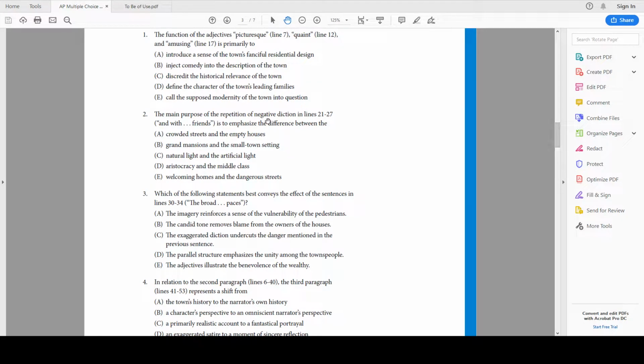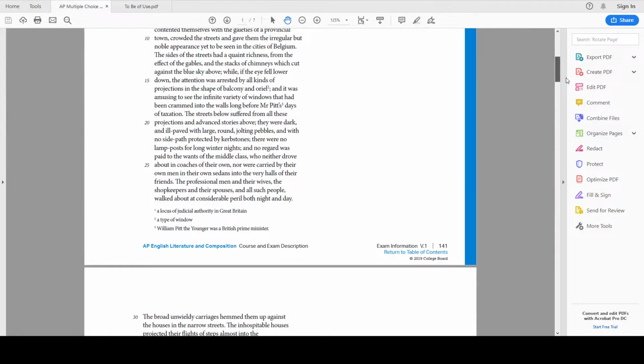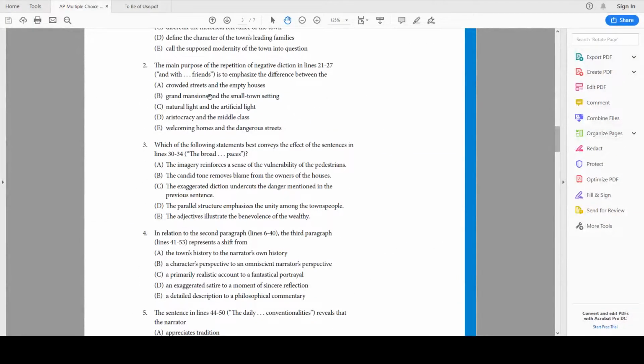Well, that's not anything to do with the negative diction. That's what the passage is about. But the negative diction is talking about the streets, and I don't see the streets in either part of this answer, so that's discouraging. Natural light and artificial light. That's an answer we can throw out. Light's really never mentioned. It says they were dark, long winter nights. Okay, but that's not how the negative diction is being used.